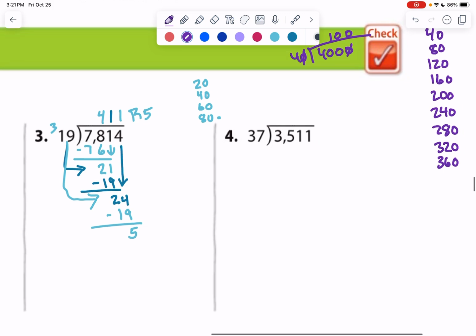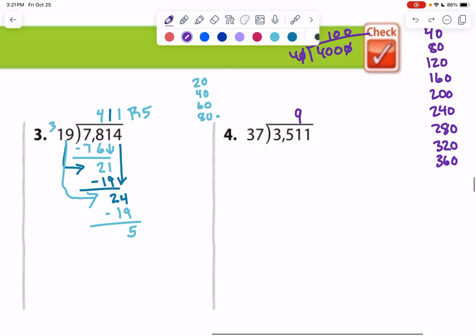Okay, so 9. I'm going to put a 9 right here because I'm making groups of 37 out of 351, right? So 9 times 7 is 63. 9 times 3 is 27 plus the 6. 3 more to 30, then 3 more, 33. 33. It went all right.